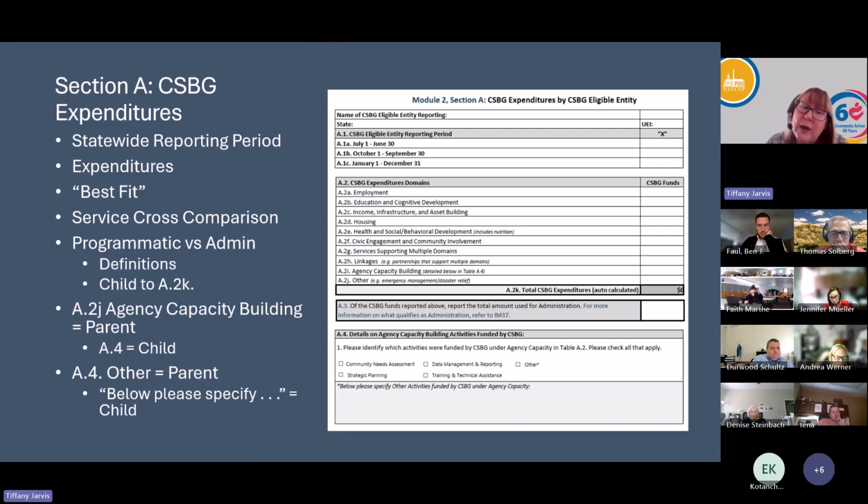Another child, so A4 actually other becomes the parent because of the below please specify equals the child. Sometimes what I see agencies do here is just put general comments under the section. There are no sections on the smart forms where you put comments. There was on CARES, but not on the regular. So if you have a 0 in 2I and nothing, you want to make sure that the below please specify is left blank. You only want to have something here if other is checked, because it will always cause a validation error.